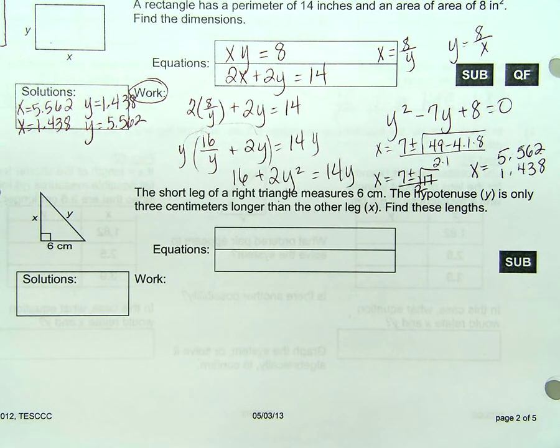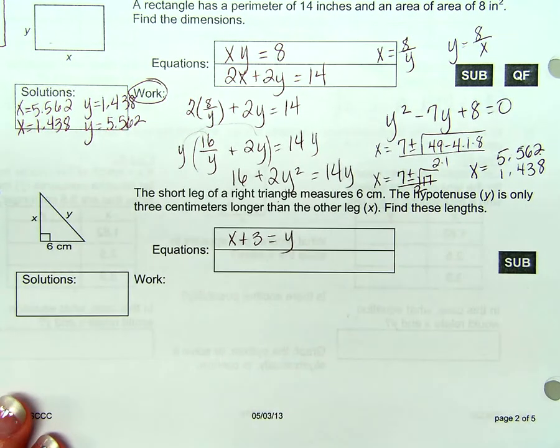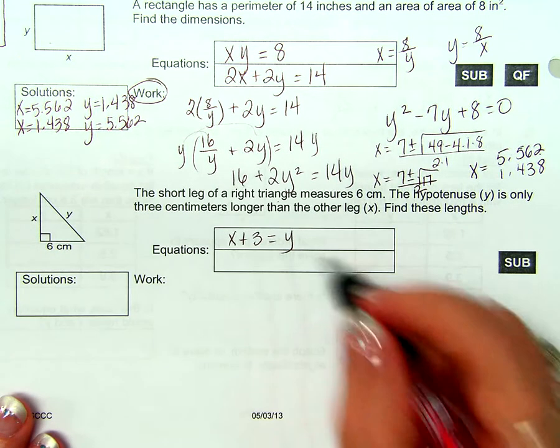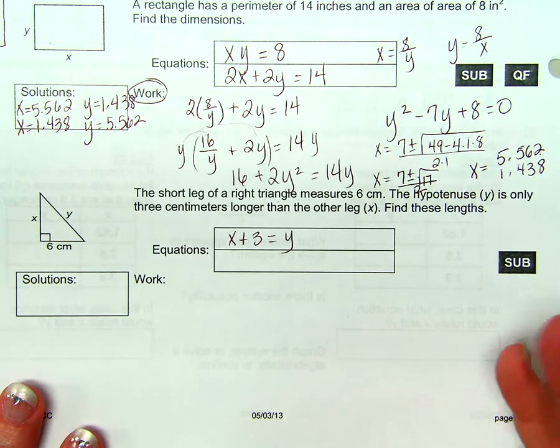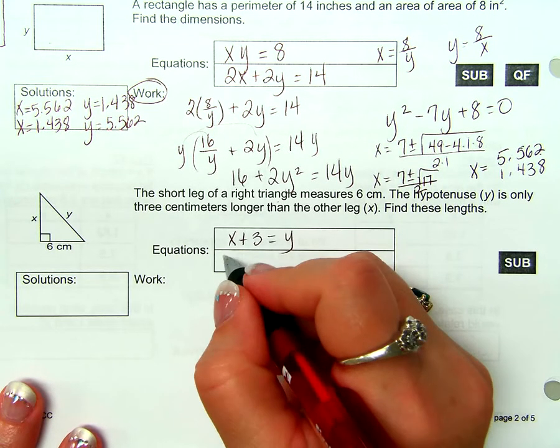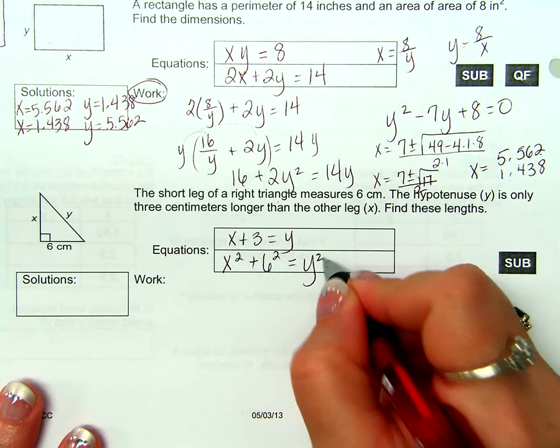So I have to have at least 2 equations. Do I have 2 equations here? What are they? X plus 3 equals y. Anybody know any sort of formula that you can use with triangles? Oh, Pythagorean theorem. How would we set that? You don't have to worry about spelling it right now. We won't have a spelling test anytime soon. So x squared plus 6 squared equals y squared, right?